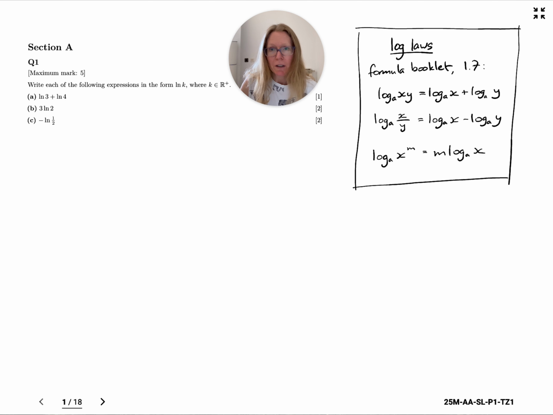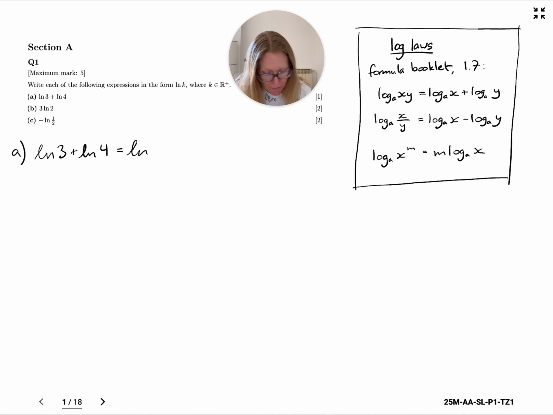So in the first one we've got ln 3 plus ln 4. If you look at the first of the log laws, we can see that the logarithm of something plus the logarithm of something else is just the logarithm of these two things multiplied together. And that's going to be the same as ln 12.